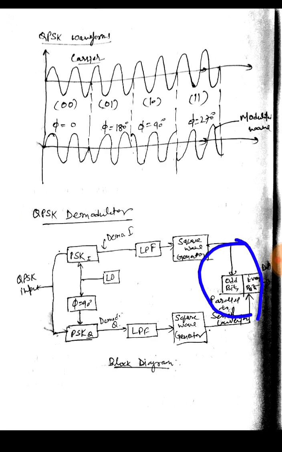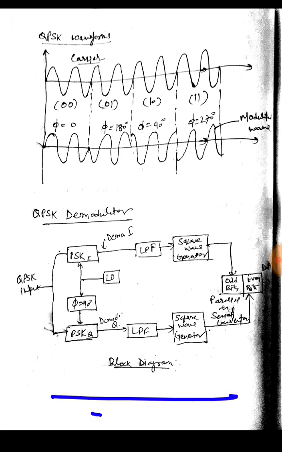Since we are using a local oscillator to generate the carrier frequency at the receiver as well, it is also a coherent method of detection. So this is the basic block diagram for the QPSK. So this is how you can generate QPSK and detect QPSK.